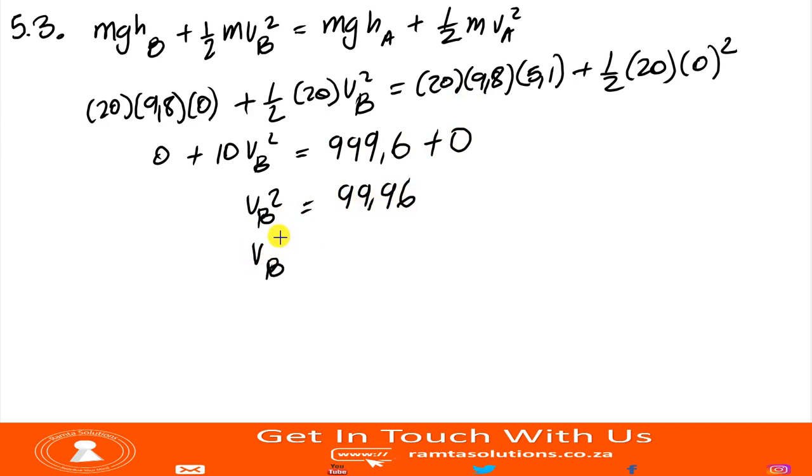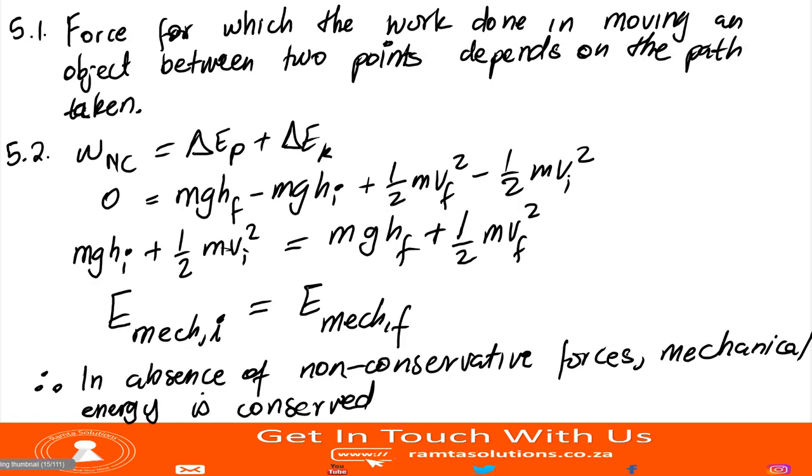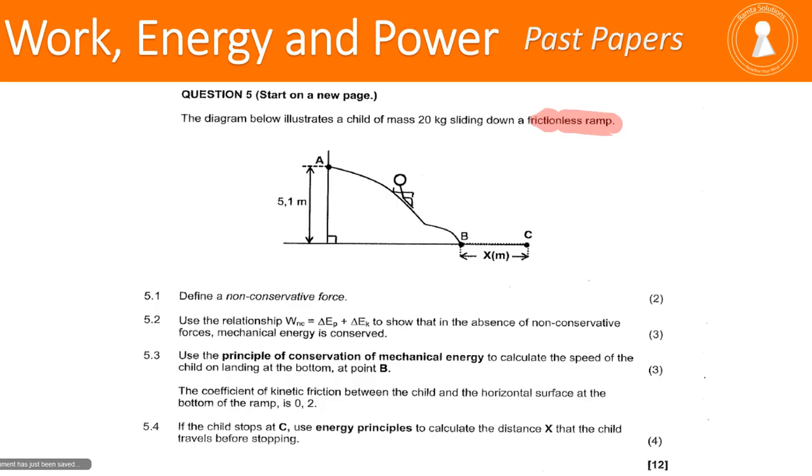99.96. Therefore, what is VB? VB is the square root of this. What is the square root of 99.96? It is 9.997. So basically, let's call it 10 meters per second. So the speed of the child at point B is 10 meters per second.